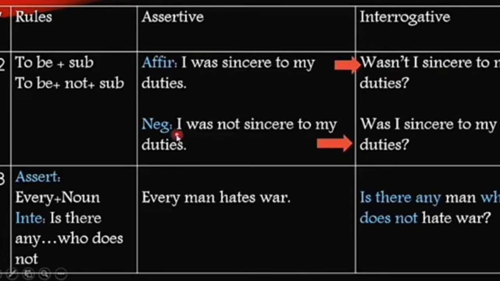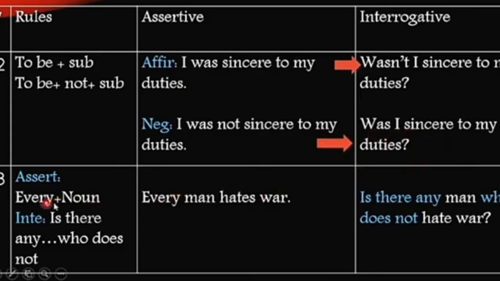But in the next sentence, I was not sincere to my duties. We have an auxiliary verb and we have a "not" with it. So as it is negative in the assertive sentence, the interrogative is going to be an affirmative. So we are not going to take "not" with us when we are changing it into an interrogative one. I was not sincere to my duties will become, was I sincere to my duties?